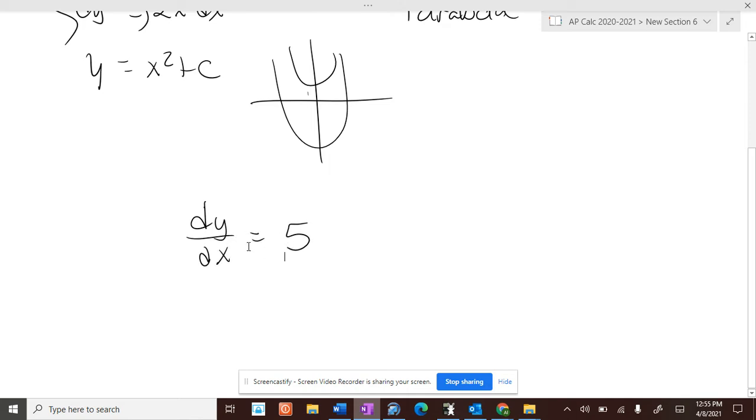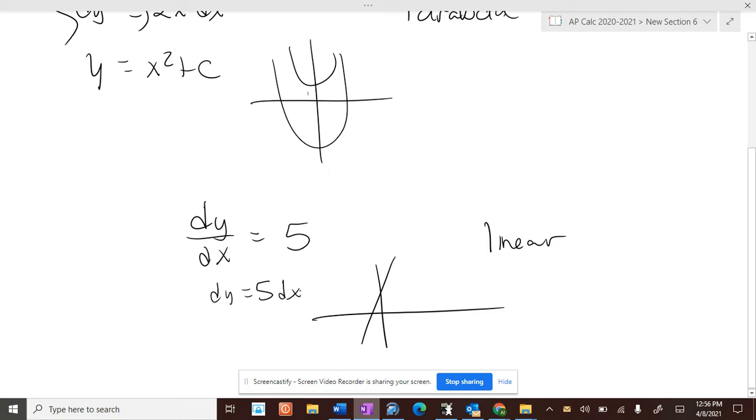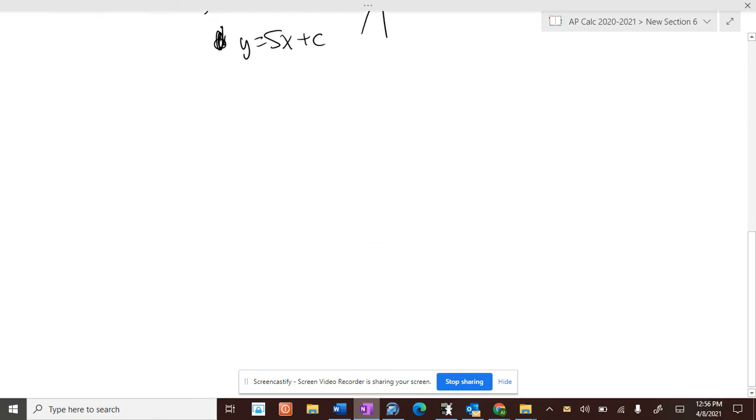What's that graph going to look like? This is linear. Okay? Because this would be something with a slope of 5 because dy equals 5 dx, integrate, y equals 5x plus c. And where it's at is all dependent. All right. So you guys can get that. I'm not too worried about that.